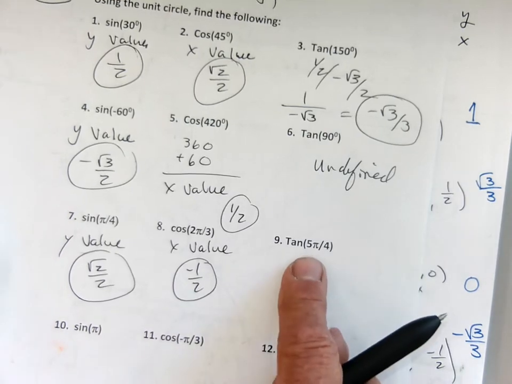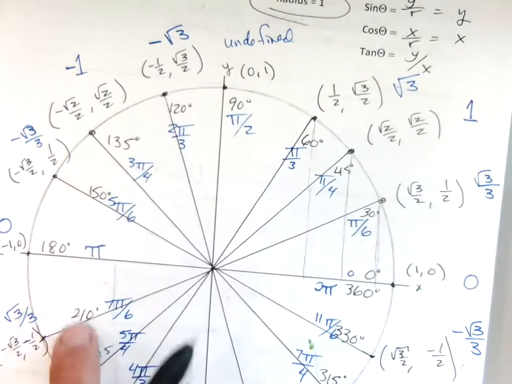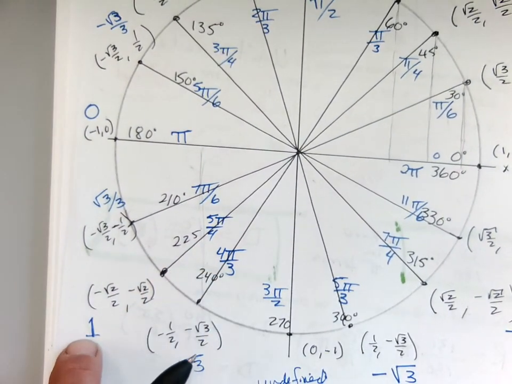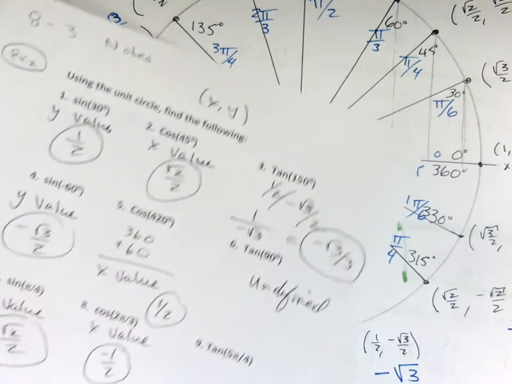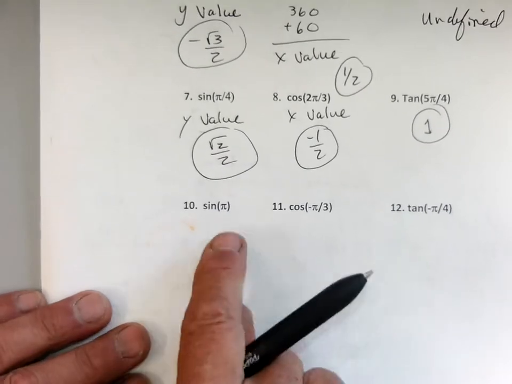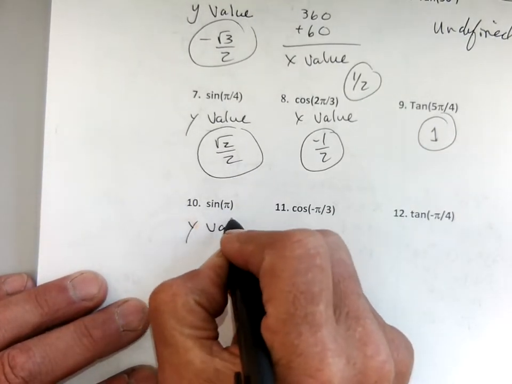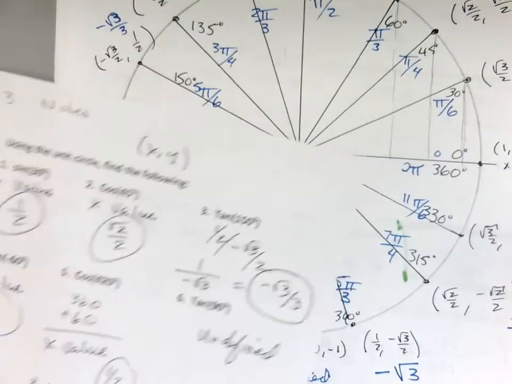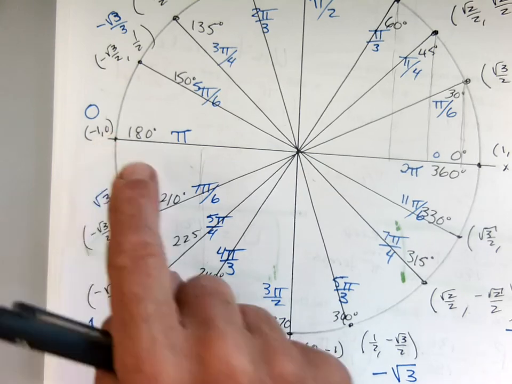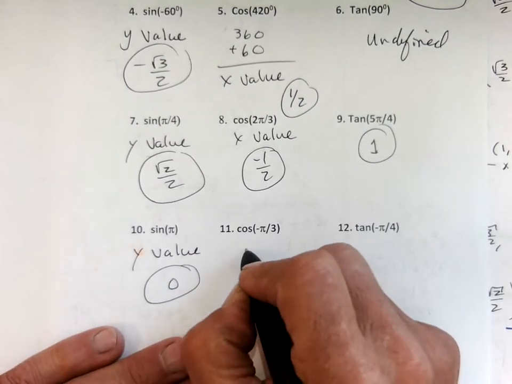Tangent. Okay, tangent of 5 pi fourths is on my unit circle. 5 pi fourths is way over here. See 5 pi fourths? The tangent value is 1. Sine of pi. Pi is the y value of my point. So I go to pi, which is here. My y value is 0. Cosine, which is the x value.